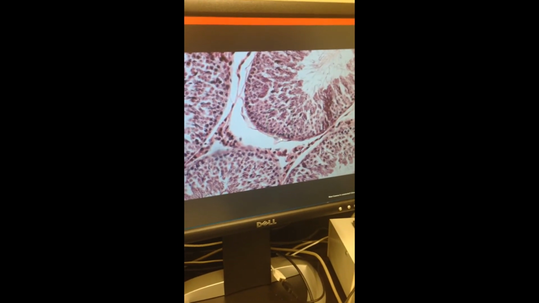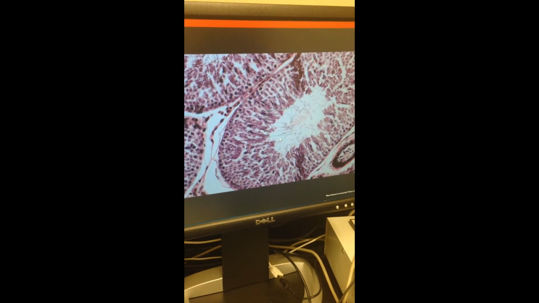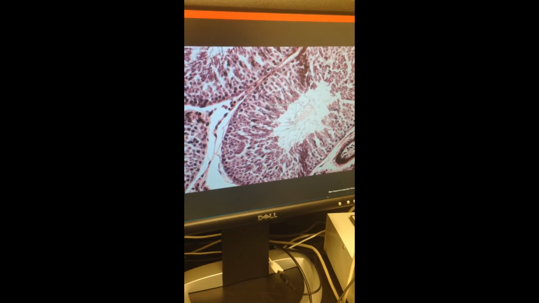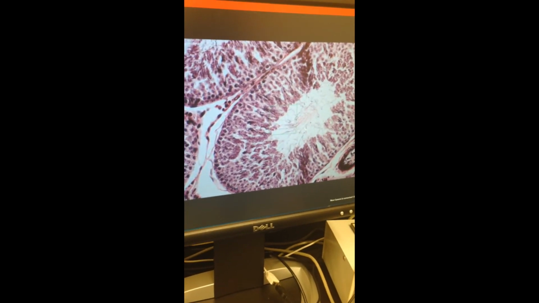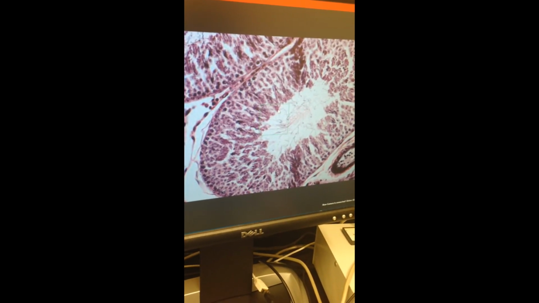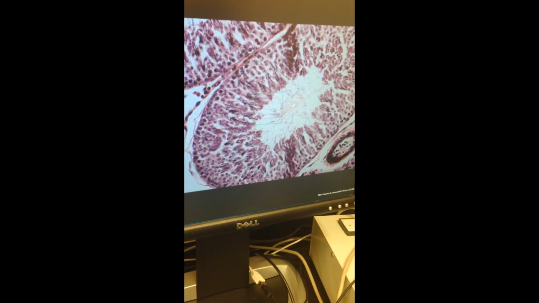and you'll need to center up your slide, the area that you're wanting to look at. Okay, and this is the area that you're interested in. All of these little tails, those are the flagella of the sperm, and this will be the most mature spermatid that will be about to be released into the lumen, which is the center of that tubule.